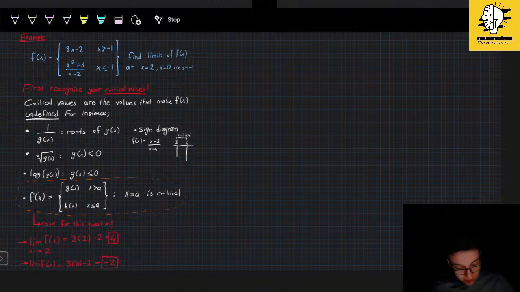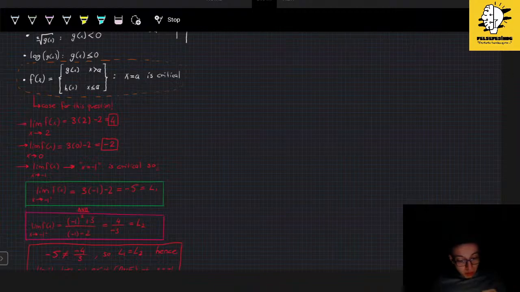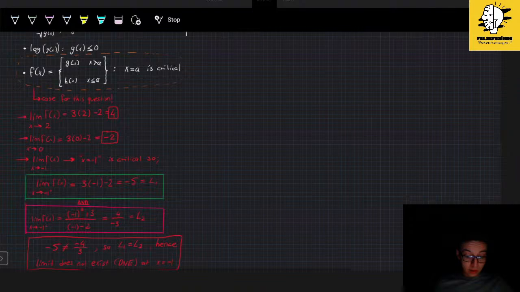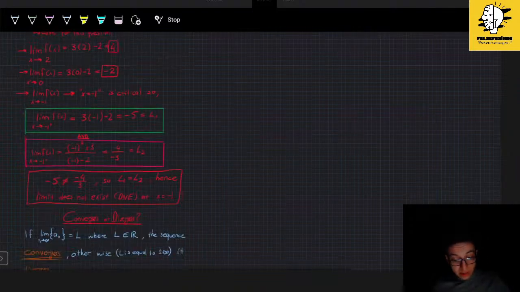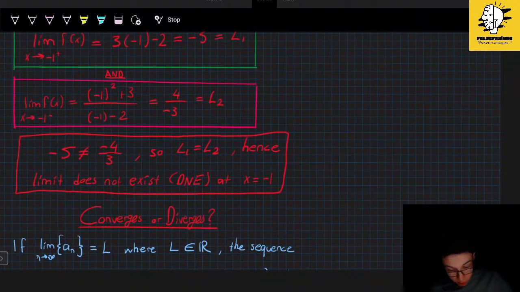Our f(x): minus 1 squared, 1, plus 3, 4, over minus 1, minus 2, minus 3. Hence, our L2, the second limit that we received from approaching from the left side, is 4 over minus 3. But we realize that our L1 was minus 5, and L2 over here is minus 4 over 3. No, it does not have a limit, since L1 is not equal to L2 in the IBDP. It should be less, sorry.